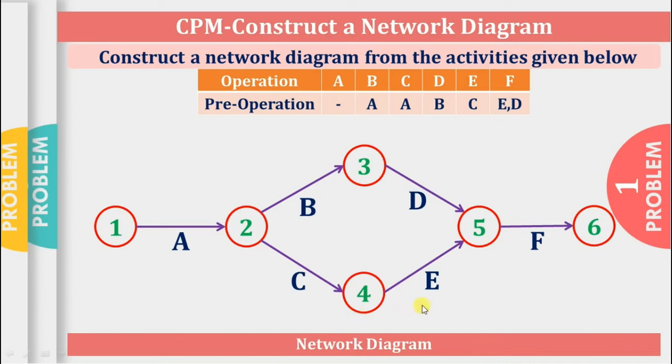So you can check this network diagram whether it is correct or not. So just verify operation and its pre-operation. For example, B has pre-operation A, C has pre-operation A, correct. Then D has B, E has C, and F has E and D.